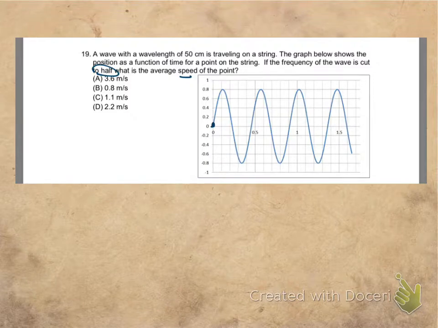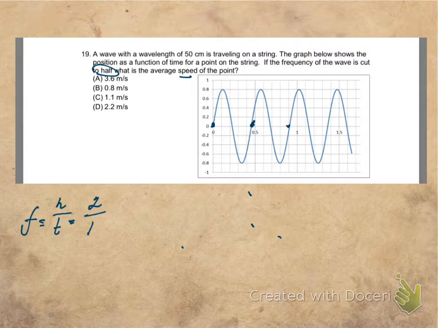one wavelength in a half a second, and it's traveling two wavelengths in 1 second. All right, so let's get our frequency. Our frequency is the number of cycles per second. So it's doing two wavelengths or two cycles in 1 second, which is a frequency of 2 hertz.